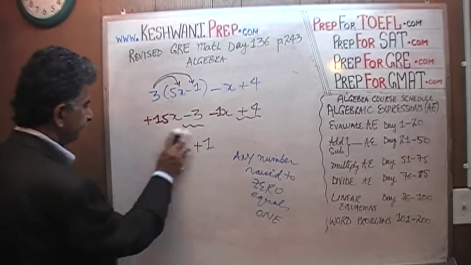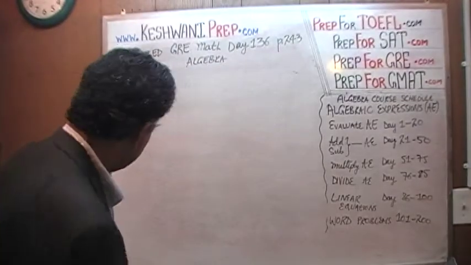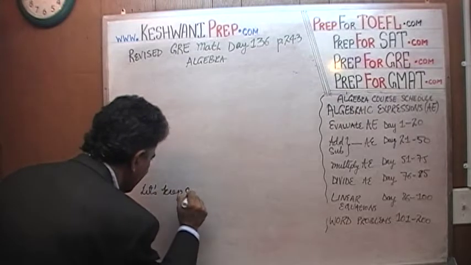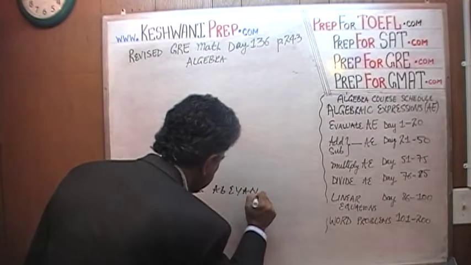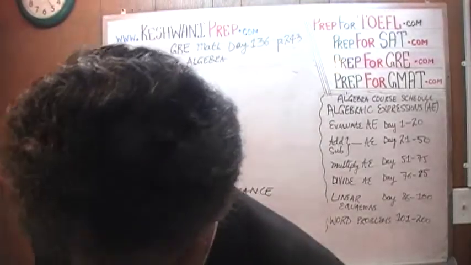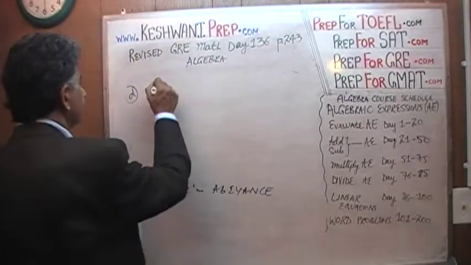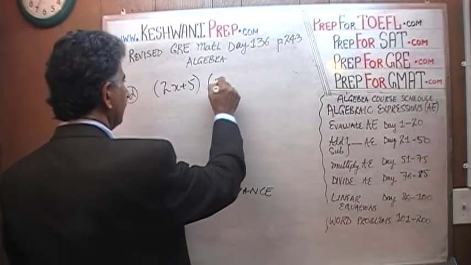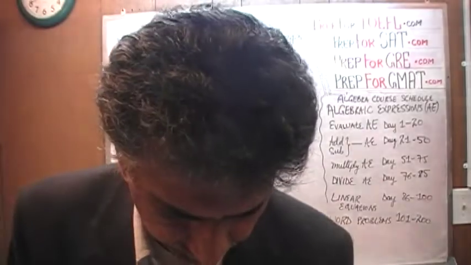Let's go to C. Let's keep C in abeyance. Let's deal with D first. What does D say? D says 2x plus 5 times 3x minus 1. Oh, we just have to expand it. That's all. We have to expand the thing and find out what's going on here.